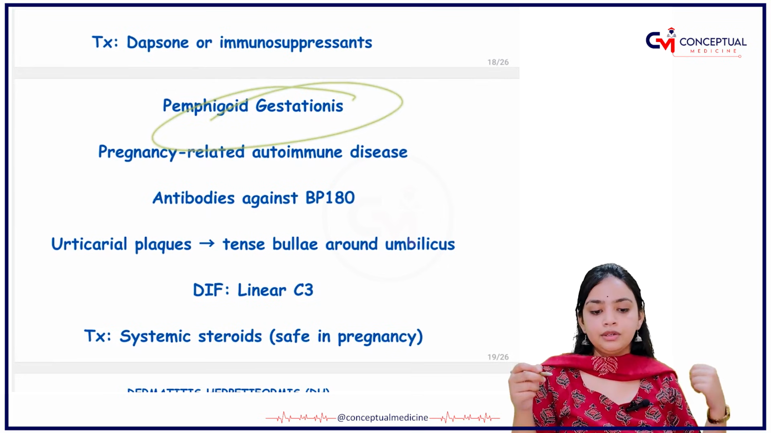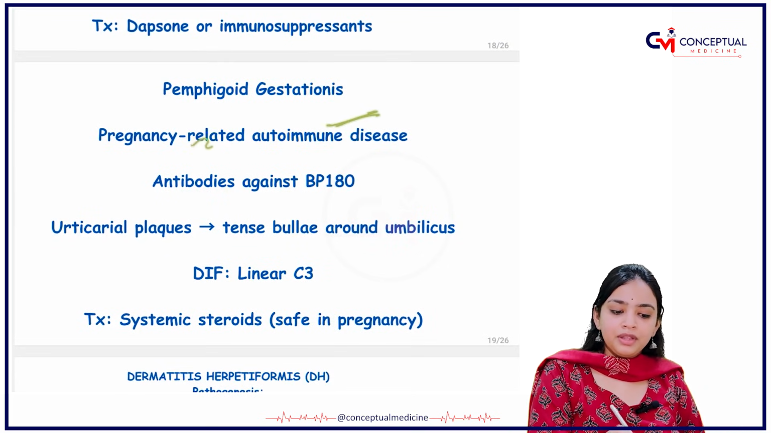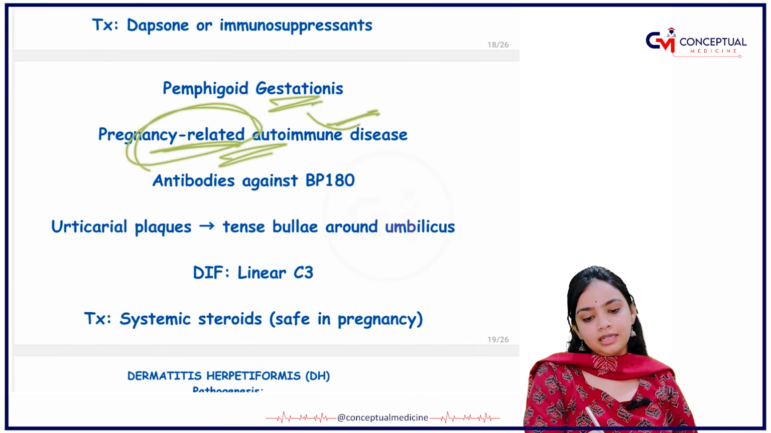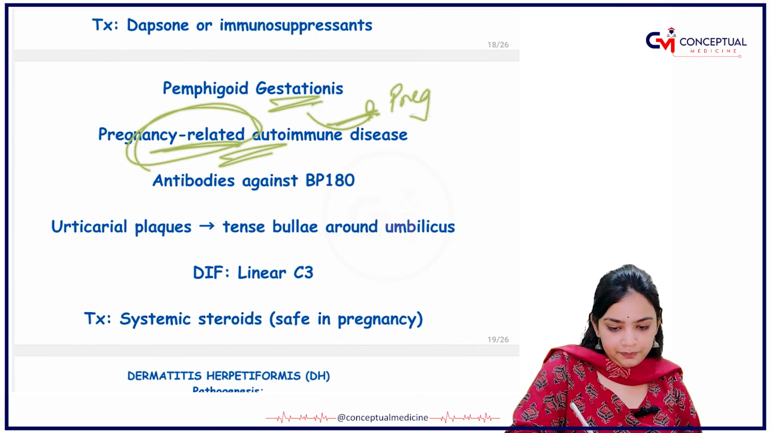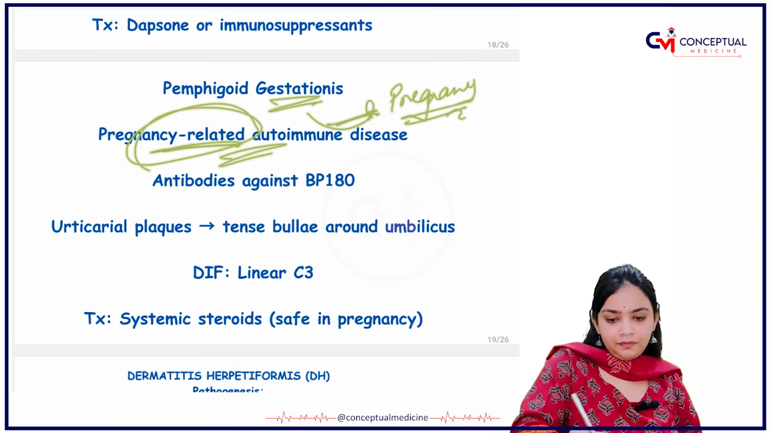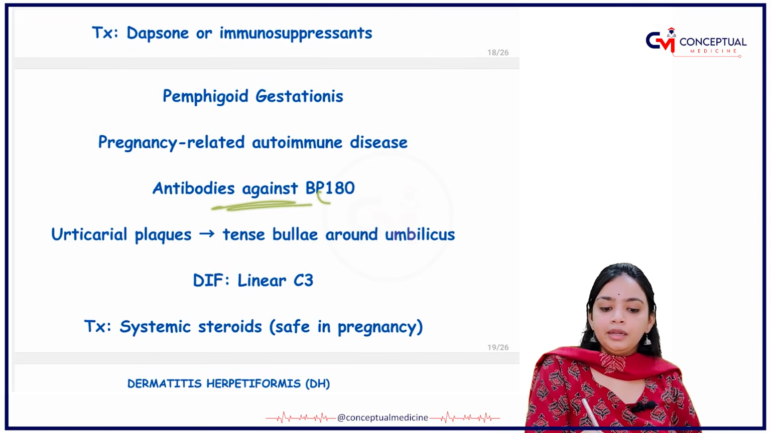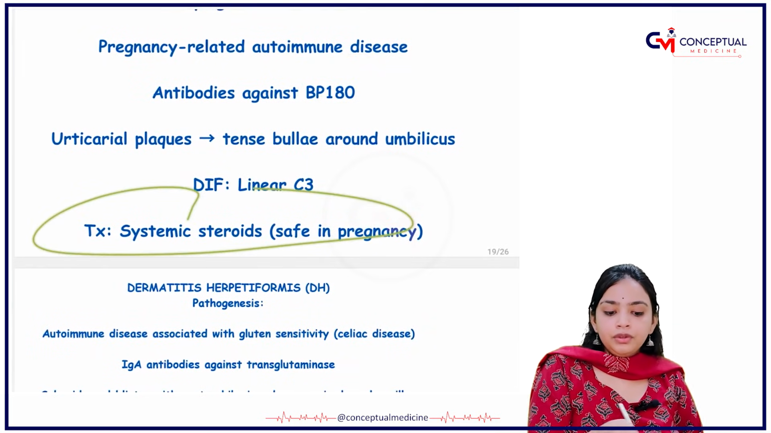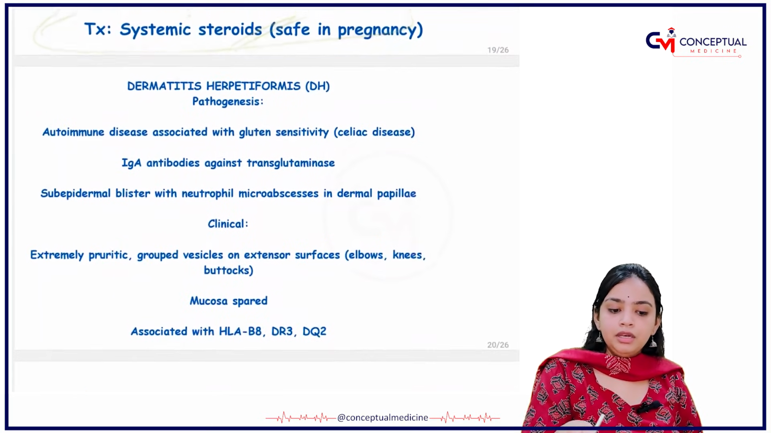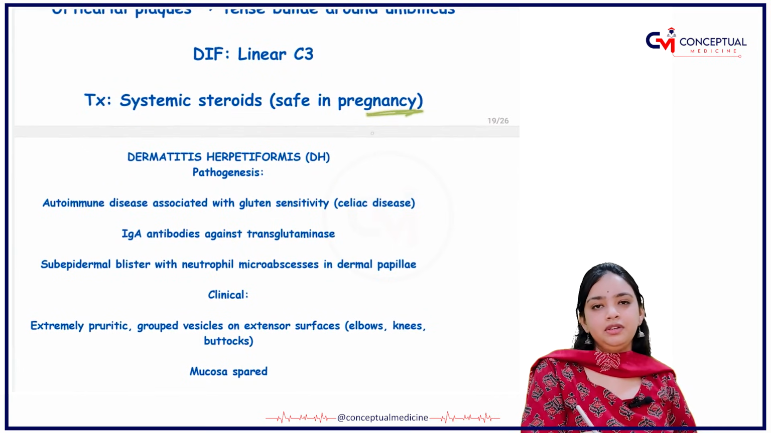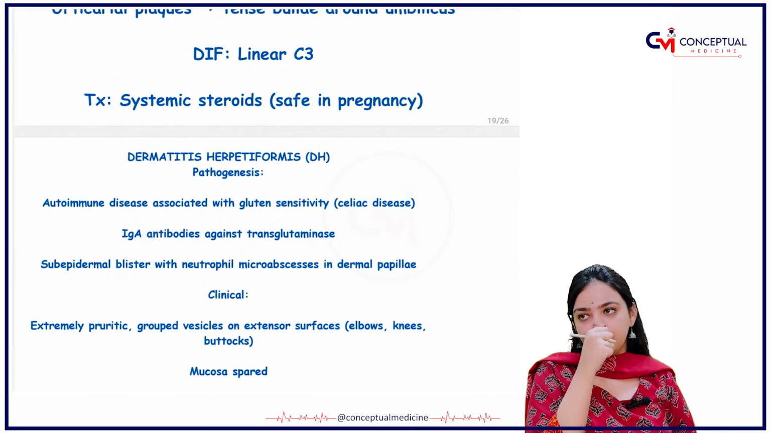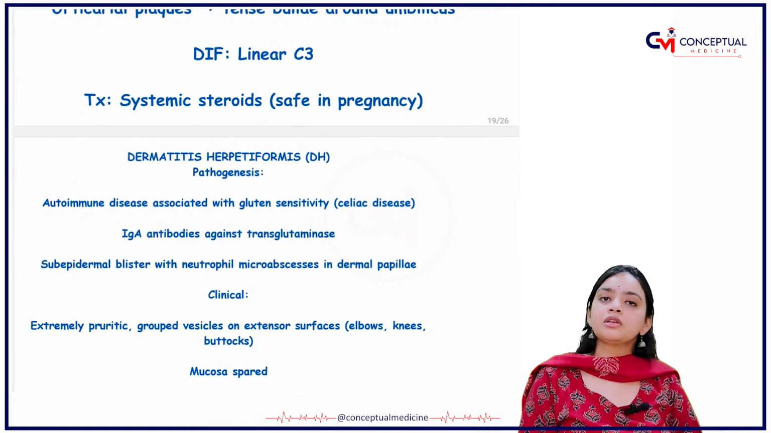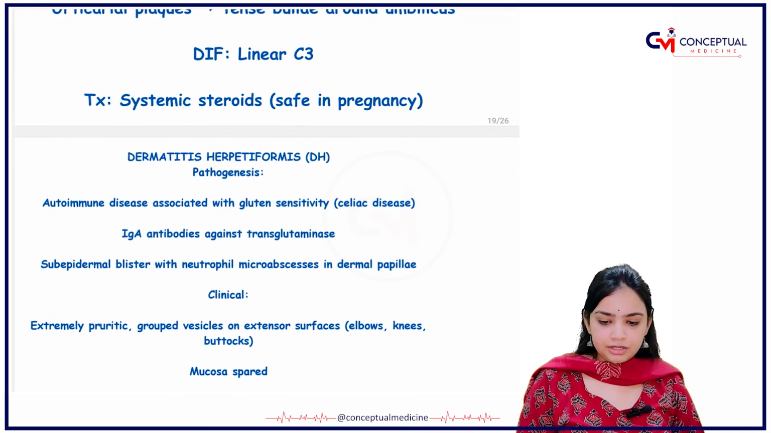In pemphigoid gestationis, it is mainly related to pregnancy. Gestation basically is related to your pregnancy. The autoantibodies are against BP180. For the treatment, you have to give systemic steroids because they are safe in pregnancy, and we have already discussed that you have to avoid the teratogenic drugs because they can cause harm to the fetus as well.